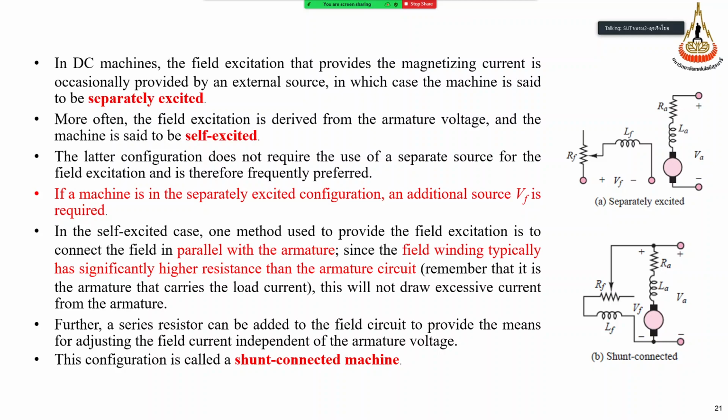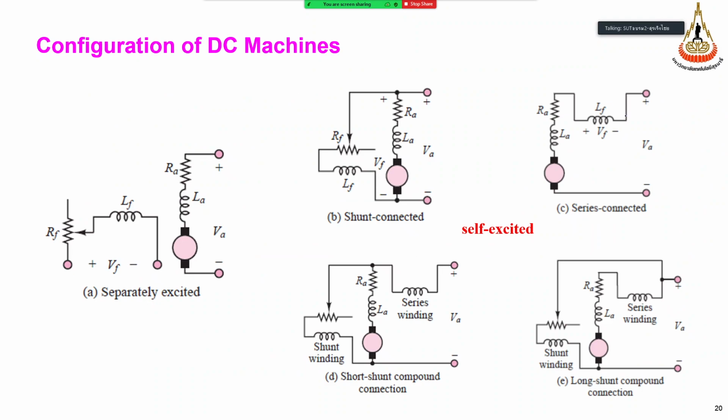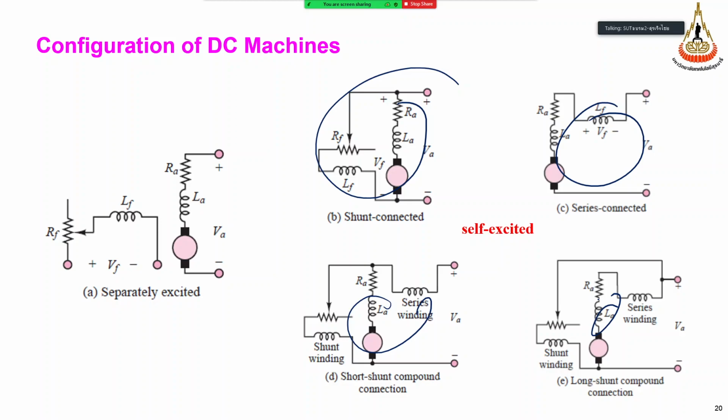Okay, in a DC machine, the field excitation provides the magnetizing current, which is occasionally provided by an external source. We can supply this separately, or you can make a connection and use the same power supply. When supplied separately, we call it separate excitation.